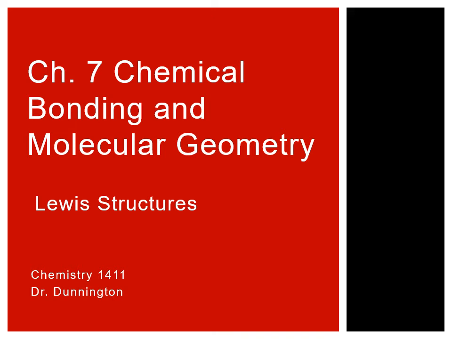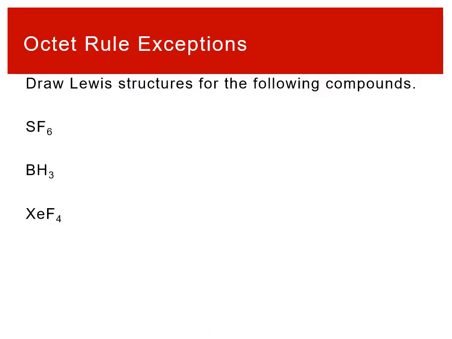I'm going to spend a little bit of time talking about drawing Lewis structures for molecules that feature atoms that violate the octet rule. So let's draw Lewis structures for SF6, BH3, and XeF4.